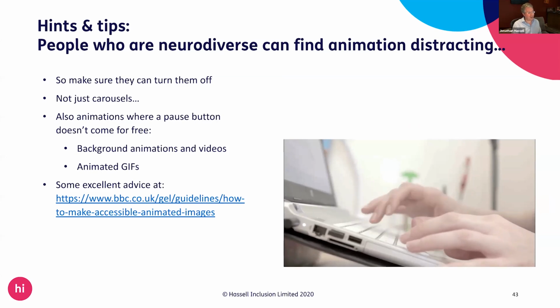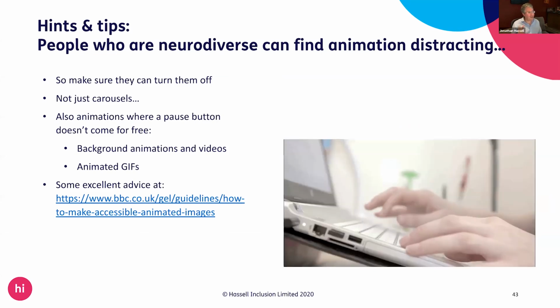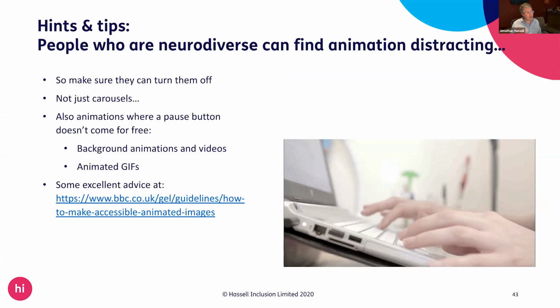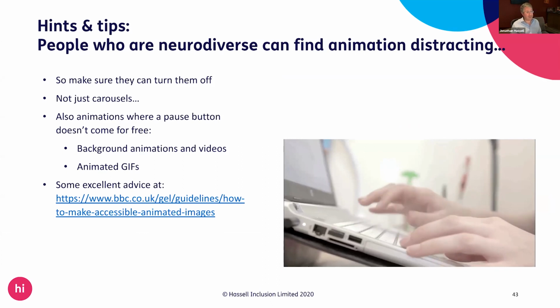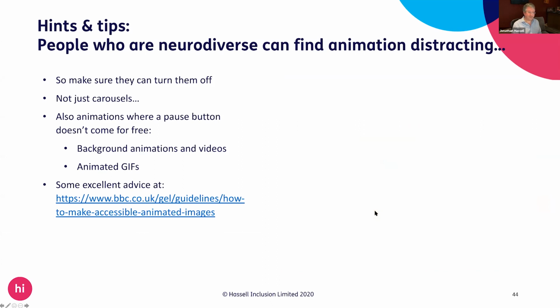In fact, the only way I can turn it off is to move to the next slide where it isn't there. So if you're including anything like this, a lot of people who are neurodiverse find animations like this really distracting if they're trying to read the text up here. So if you include things like that, you need to find a way of having a pause.